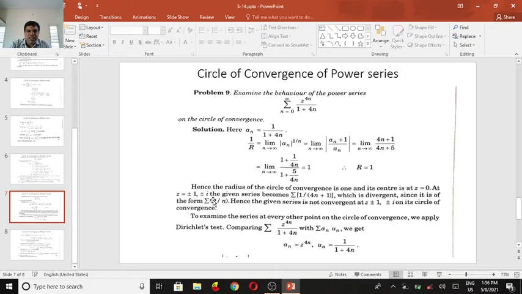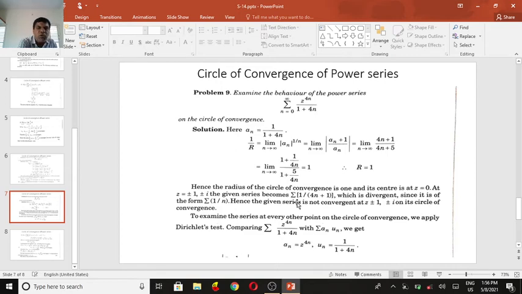Hence, the radius of the circle of convergence is 1 and it is centered at z equal to 0. At z equal to plus or minus 1 or plus or minus i, the given series becomes the summation of 1 by 4n plus 1, which is divergent since it is of the form 1 by 4n.